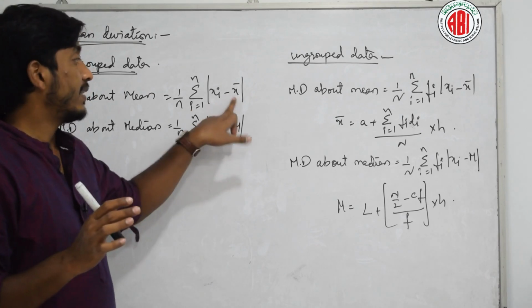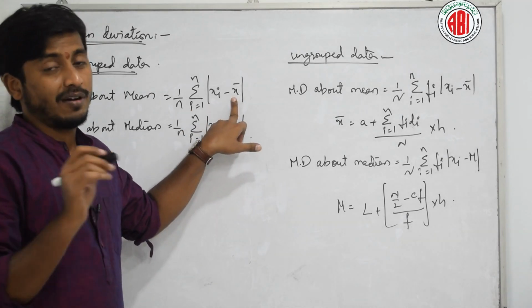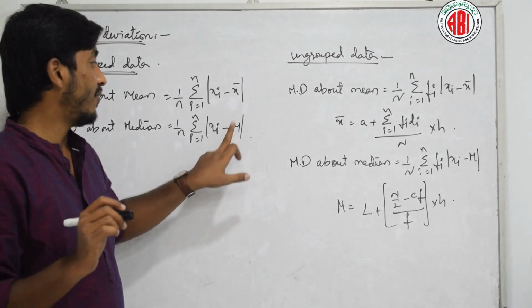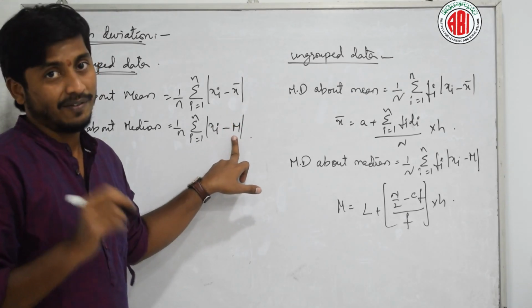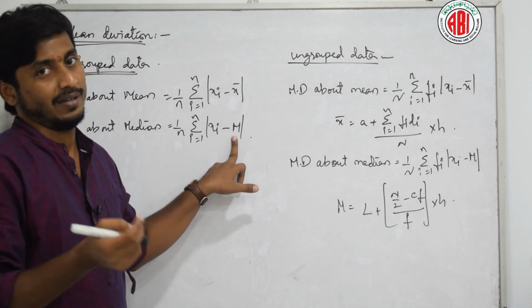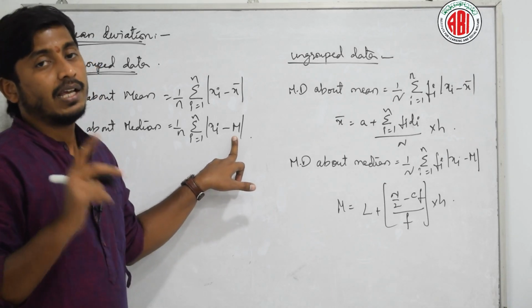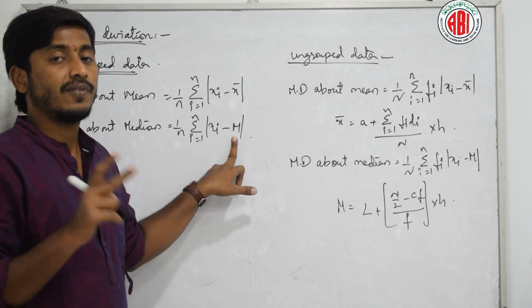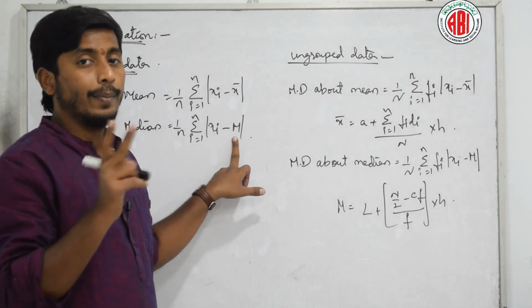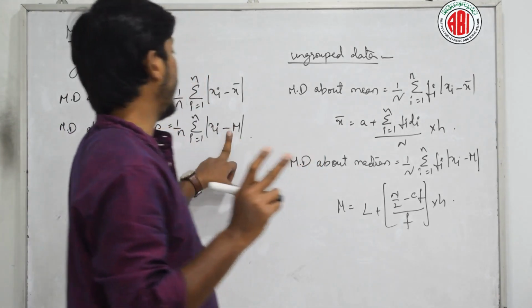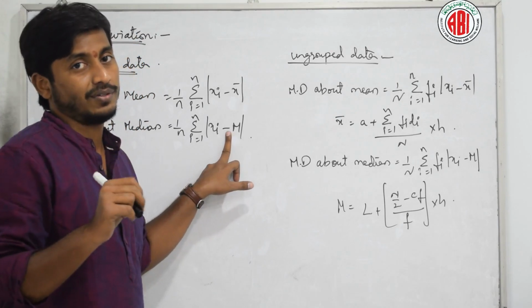How do we find this mean here? Sum of observations by number of observations. How do you find the median here? We will find it based on the number of terms. If it is an odd number, we will have only a single median. If it is an even number of terms, we will have two middle terms, so the median is the average of the two middle terms.